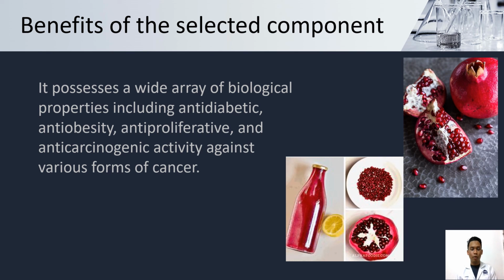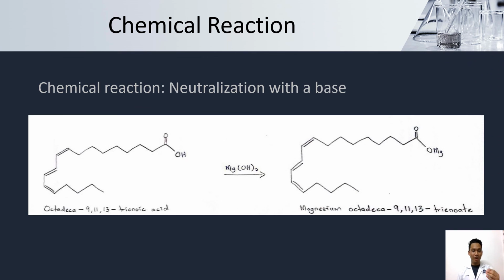And next, the benefit of the selected component. Punicic acid possesses a wide array of biological properties, including anti-diabetic, anti-obesity, anti-proliferative, and anti-carcinogenic activity against various forms of cancers. Lastly, chemical reaction.